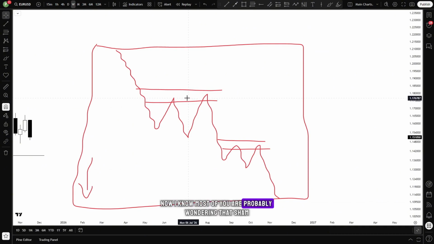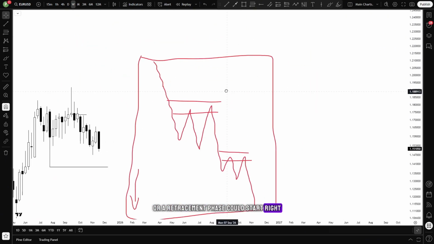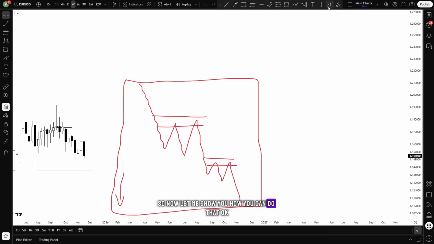Now, I know most of you are probably wondering, Sham, you've now taught us this important concept, but the critical thing is, how do we know when a retracement profile is about to begin? How do we know when a retracement profile or a retracement phase could start, right? So now let me show you how you can do that.